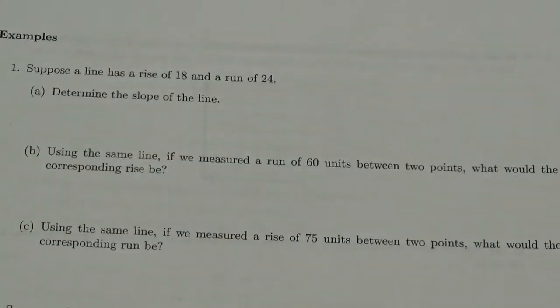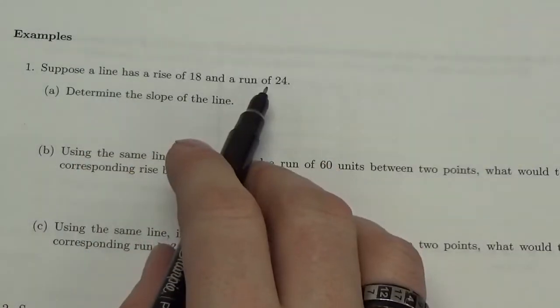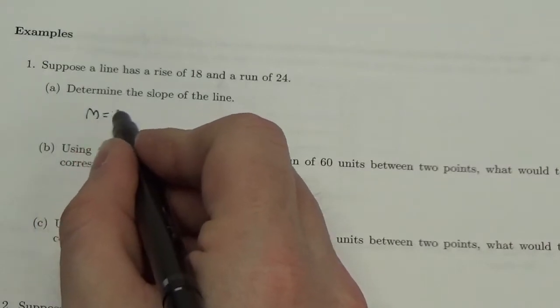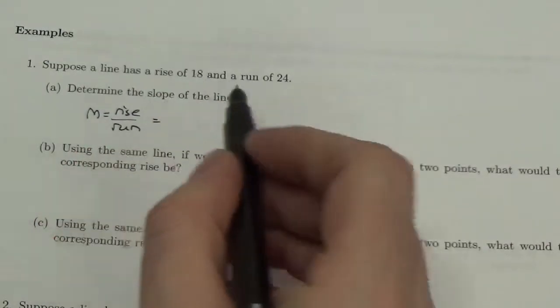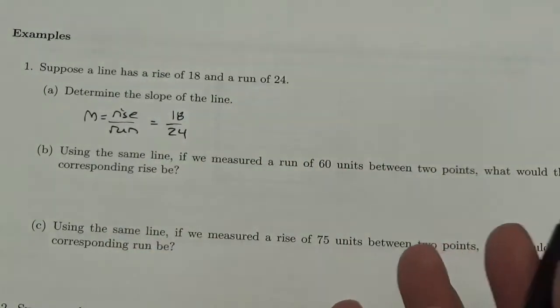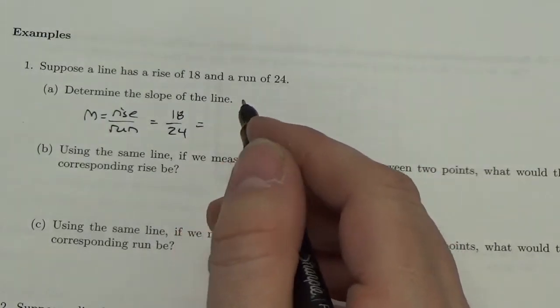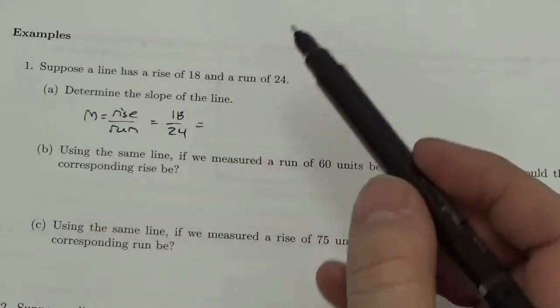Okay, let's take a look at this question right here. It says, suppose a line has a rise of 18 and a run of 24. What's the slope of the line? Well, we know that slope is rise divided by run. It's this ratio here. So if it's got a rise of 18 and a run of 24, that's what they're telling us. But we're all pretty lazy here, so we want this to be as simple as possible for us to work with.